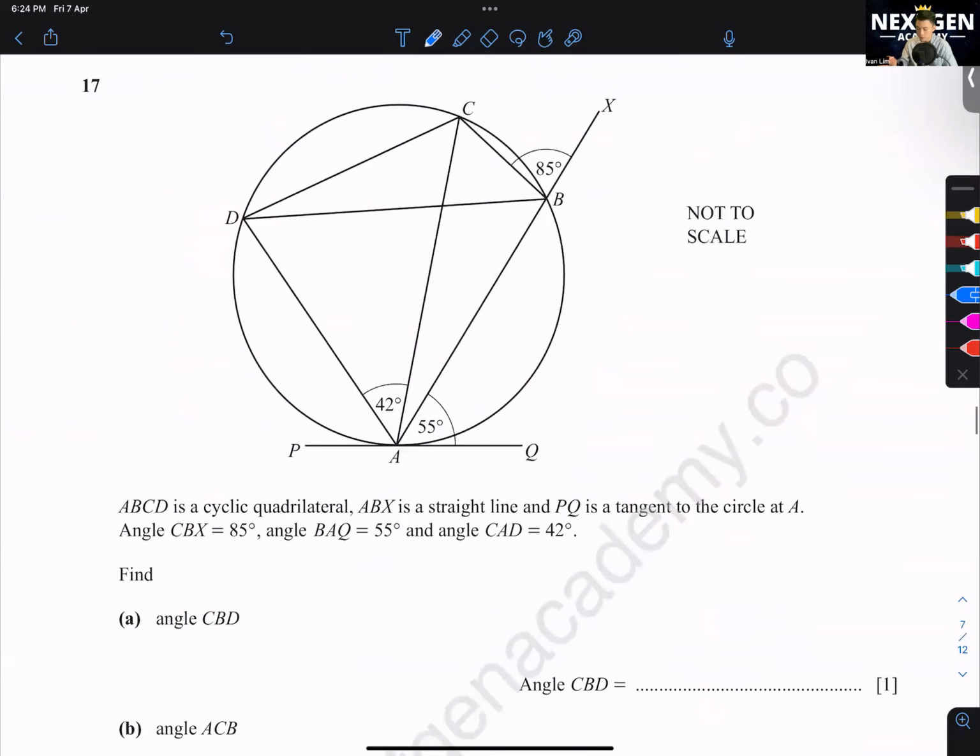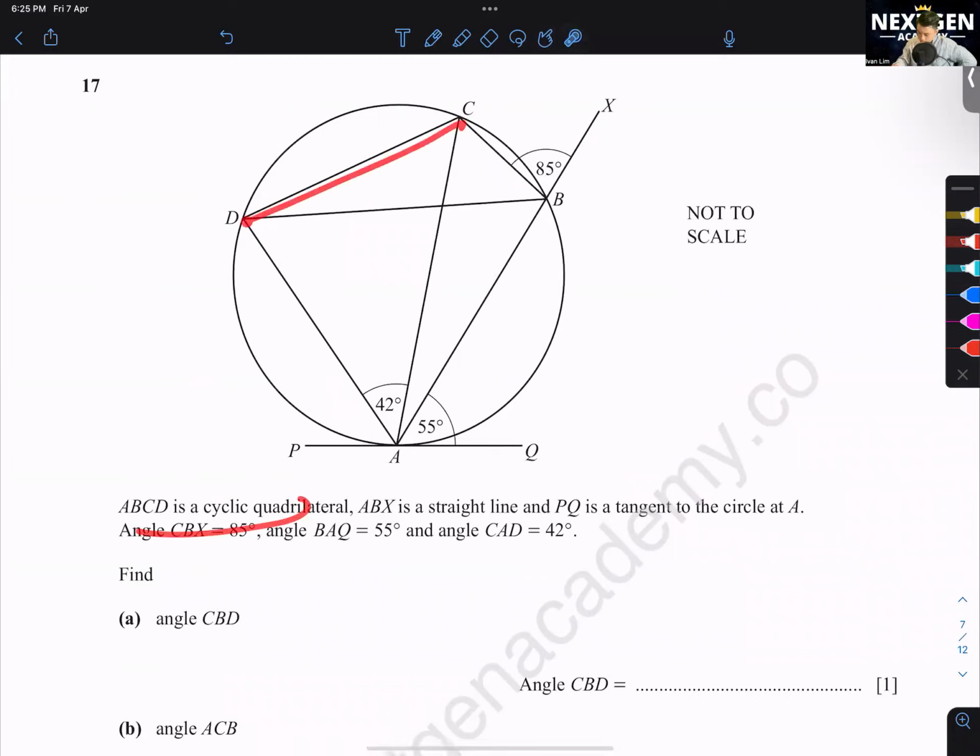Okay, question 17. This is a fun one, on circle theorems. We have gone through some circle theorems during our revision class, so go and watch through the previous videos. Let's see what they give us over here.